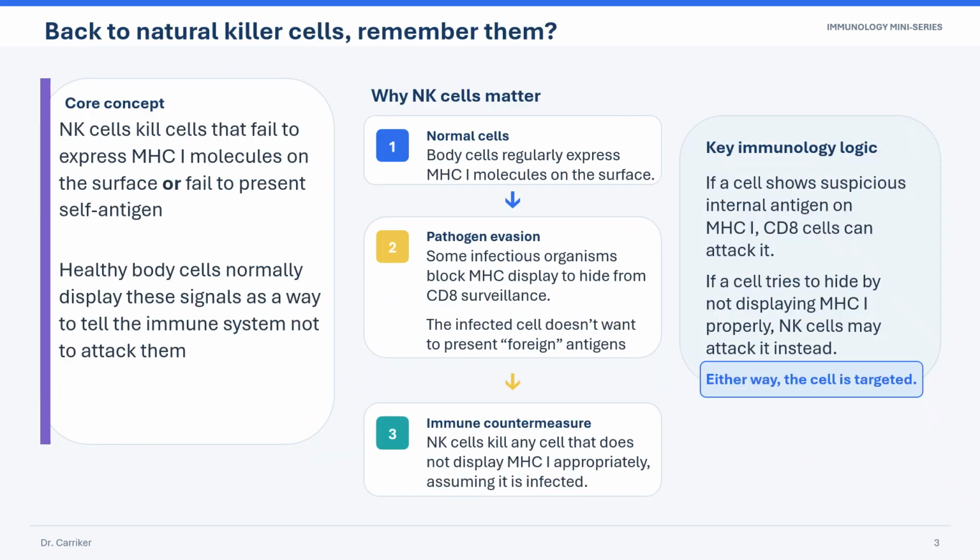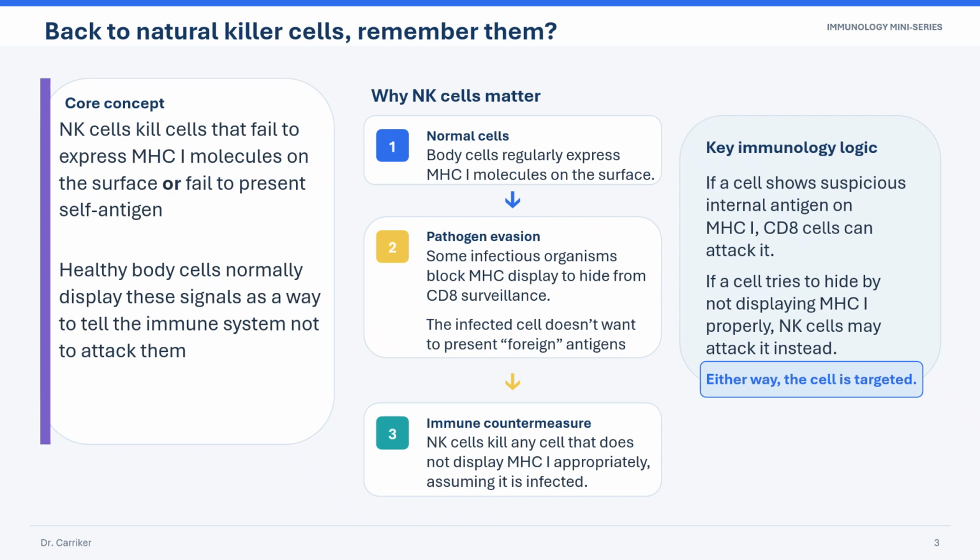So we previously heard about natural killer cells, and now we can return to natural killer cells with better context. So earlier I told you that the NK cells kill cells that fail to express MHC1 appropriately. And now that should make more sense because healthy cells normally show MHC1 on their surface. In other words, the sign says, hey, self-antigen, I'm cool, don't attack me. I am you, right? I'm self. And that helps signal that they are part of the body and behaving normally.